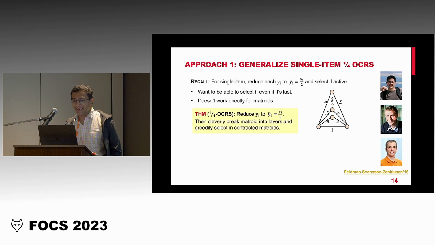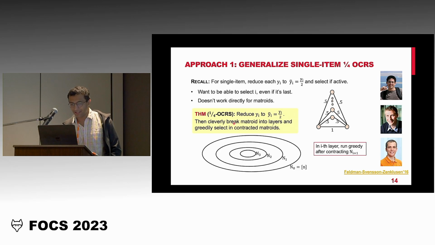Okay, so what's the high-level idea? The main result, as I'm saying, is a quarter OCRS. You again start off with reducing each y_i by a factor of 2. But somehow you have to be more careful. You're going to break your matroid into a bunch of layers and then be greedy in that sense. So let me say a little bit more.